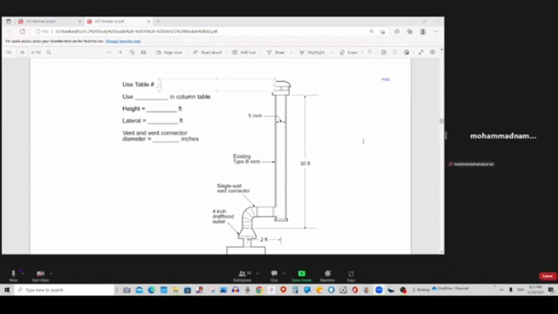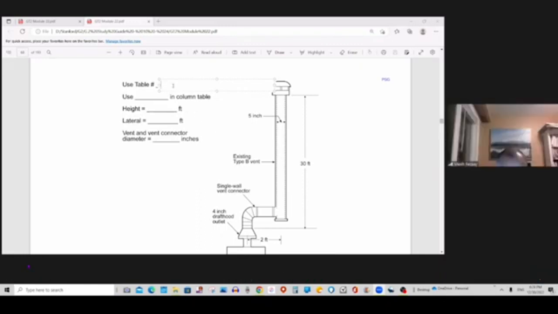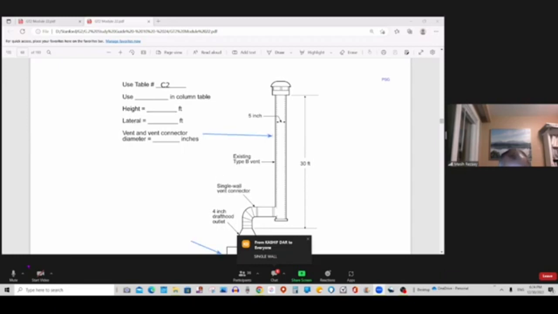Tell me, first of all, which table? That would be C2. Why C2, sir? That's a natural vent appliance. Why do we use table C2? Nothing to do with natural draft. Oh, okay, sir, because single appliance, B vent, single wall connector. See here, sir? Single appliance, one appliance, B vent. Correct. It's single wall connector, table C2. Okay, sir? Thank you.